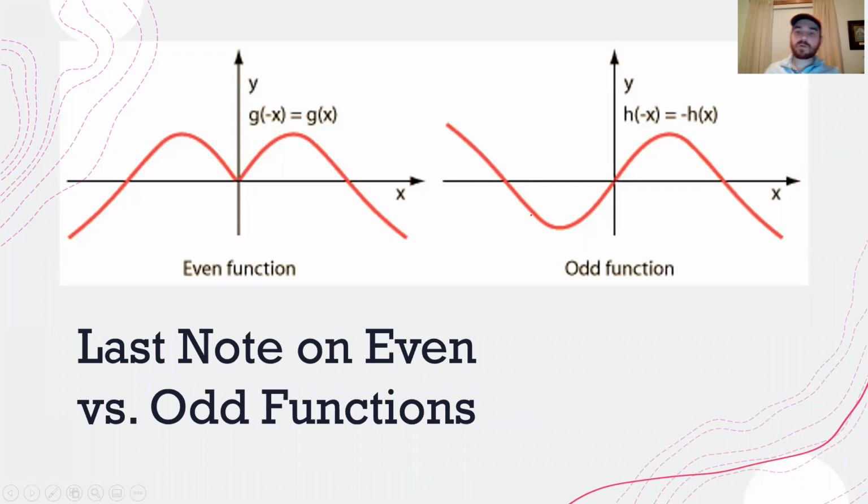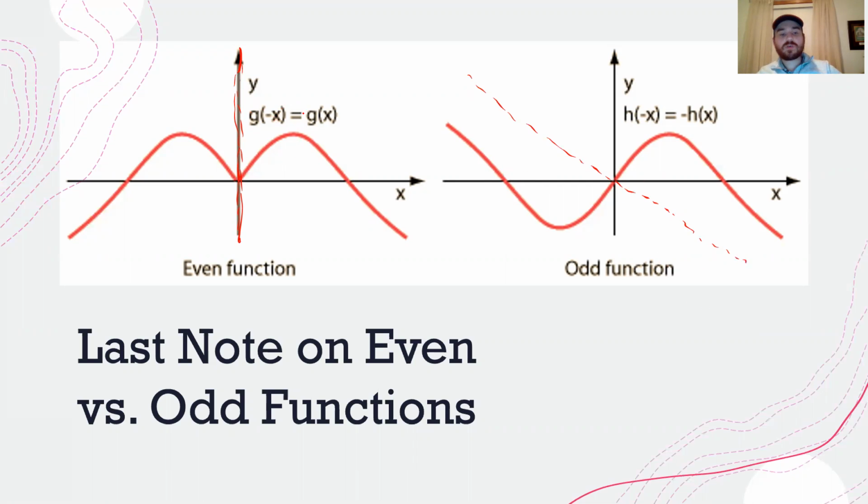The last note that I want to talk about on these: obviously these ones are already labeled, right? This one is symmetrical about the y-axis, so it's an even function. This one is symmetrical about this diagonal here, so it's an odd function.